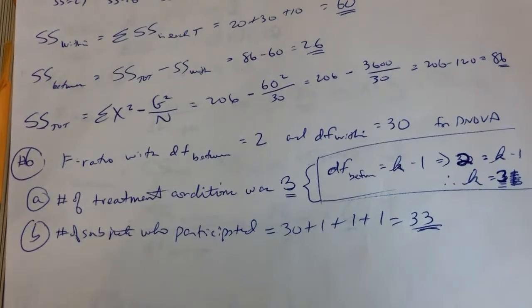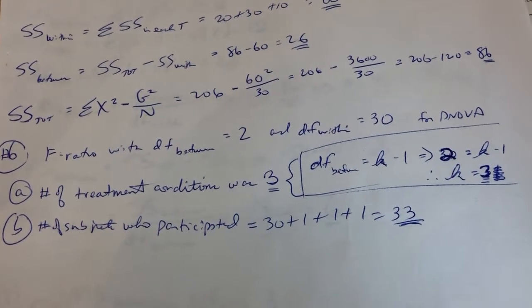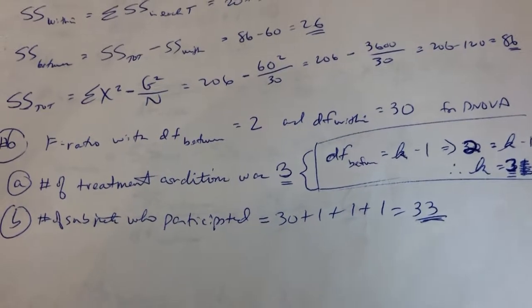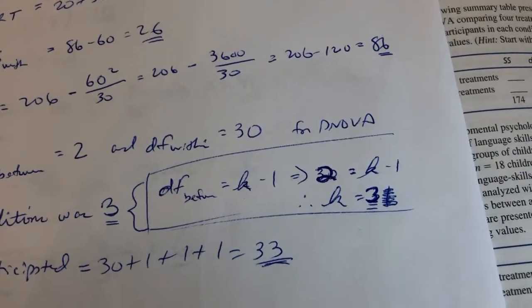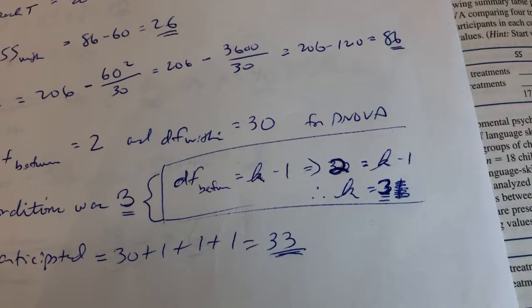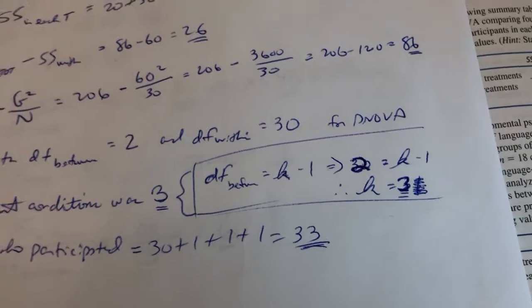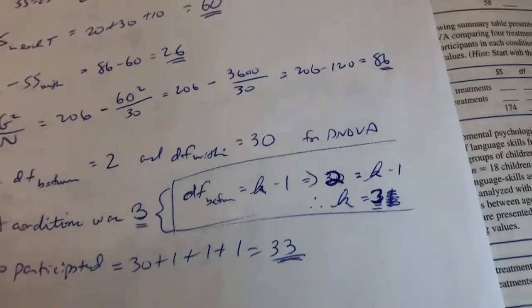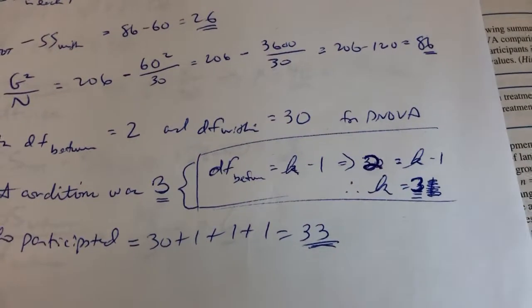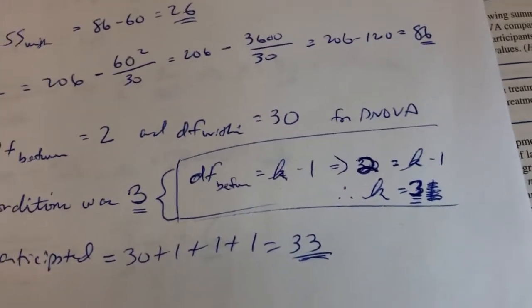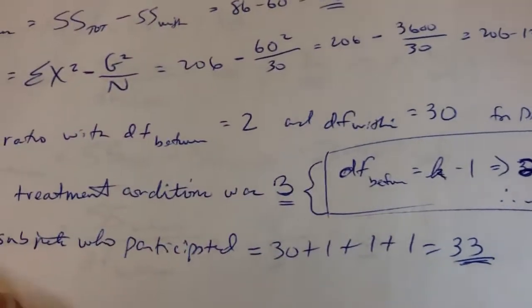Right here, part A, number of treatment conditions was 3, and here's how I got it. All we needed were degrees of freedom between, which is k minus 1, and they gave us the information that degrees of freedom equal 2. So if you just solve for k, you get 3.